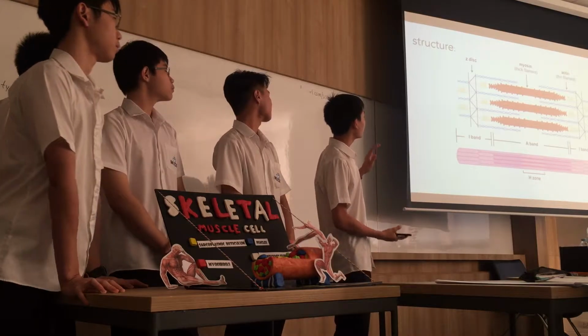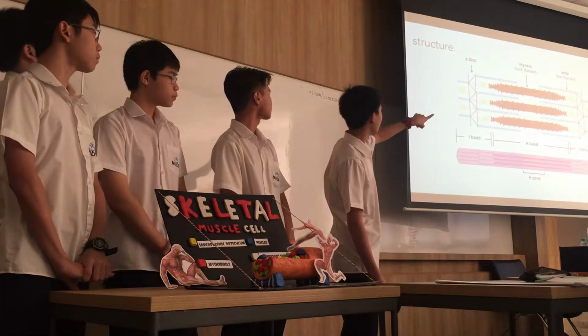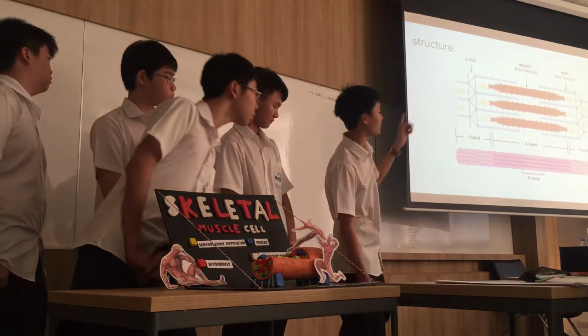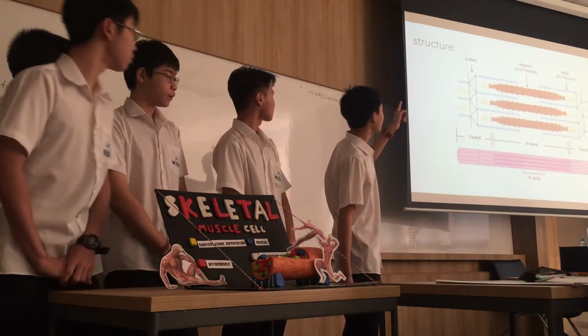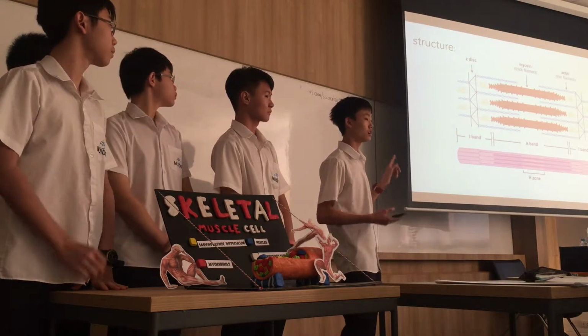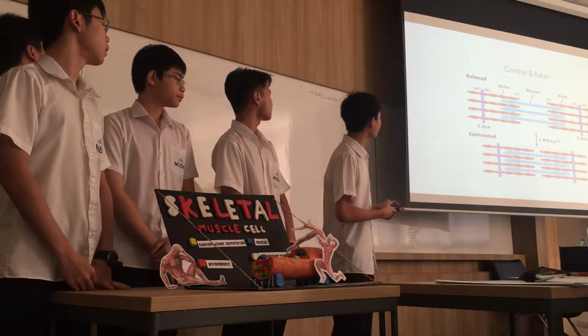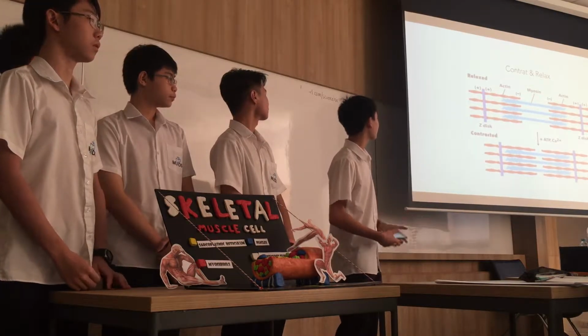This is a picture of the inside of one sarcomere. The red one is myosin, the blue one is actin, and that one is the Z line. And this is one sarcomere. And this is the relaxing and contracting.